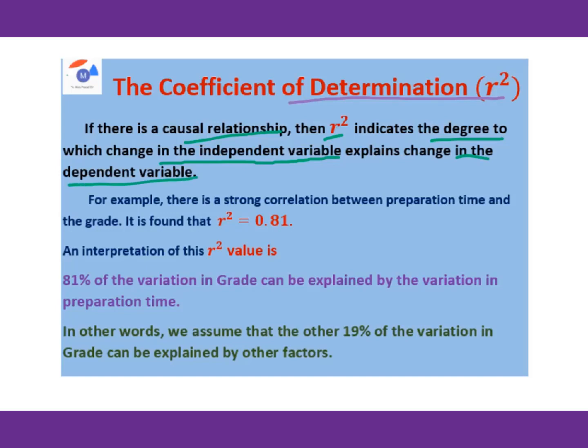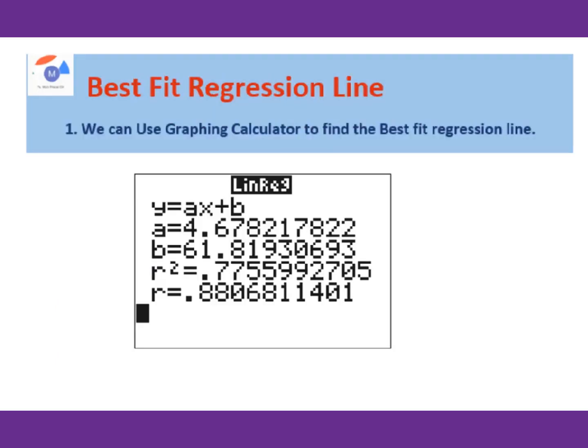For example, there is a strong correlation between preparation time and the grade. It's found that R squared equals 0.81. An interpretation of this R squared value is that 81% of variation in grade can be explained by the variation in preparation time. In other words, we assume that the other 19% of the variation in grade can be explained by other factors. Now let's talk about the best fit regression line.